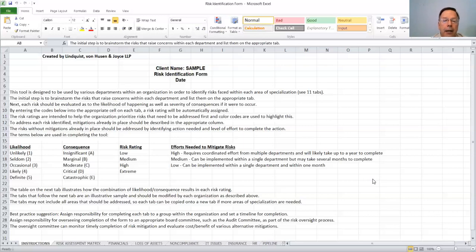And then we have a column where we identify what are the current mitigations in place that are already helping to address these risks. And then finally, what efforts are needed in the future to mitigate risks in the future. And then we try to rank those between high efforts, requiring a lot of coordinated effort in multiple departments, or medium, or low. So let me go on to show you how that looks in a second here.